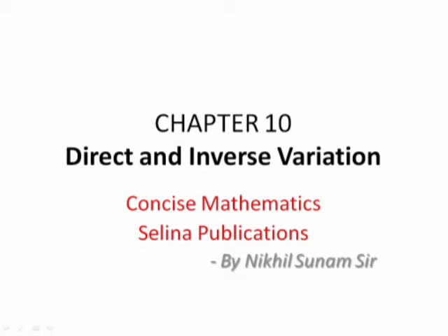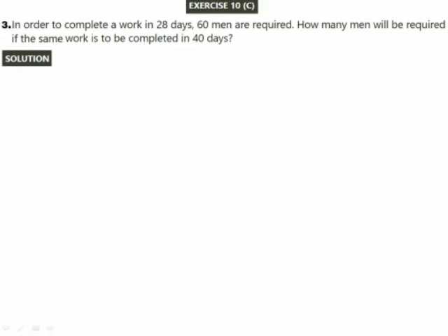Without wasting much time, let's see the first problem of the day from exercise 10C. Question number 3 says, in order to complete a work in 28 days, 60 men are required. How many men will be required if the same work is to be completed in 40 days?